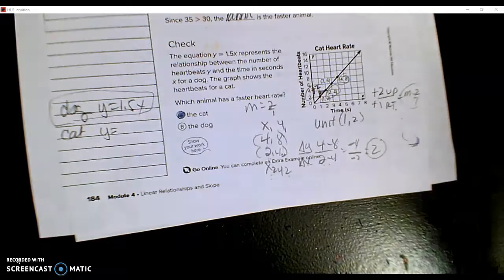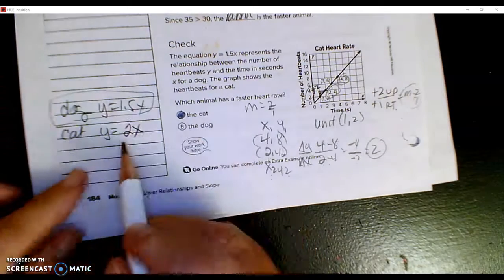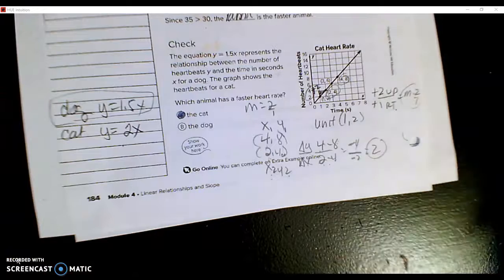So no matter how you slice and dice it, the cat's going to be 2x. So when I write it, it's going to look like that. Which one's bigger? Obviously the 2 is bigger.